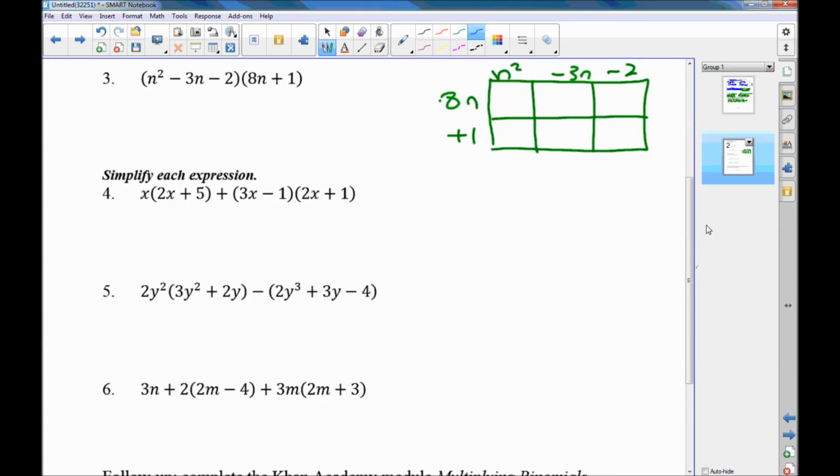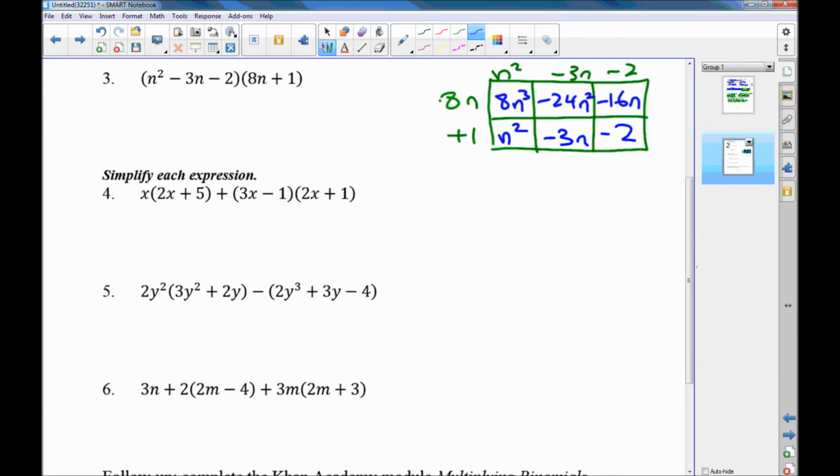So 8n times n squared makes 8n cubed. 8n times negative 3n makes negative 24n squared. 8n times negative 2 makes negative 16n. 1 times n squared is n squared. 1 times negative 3, negative 3n. And 1 times negative 2 makes negative 2.